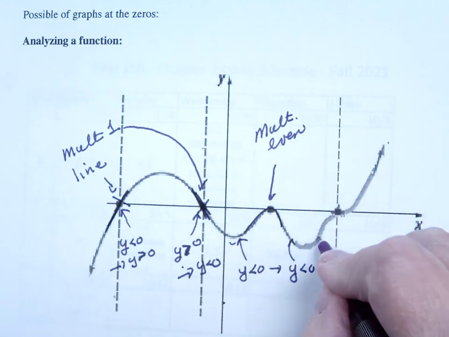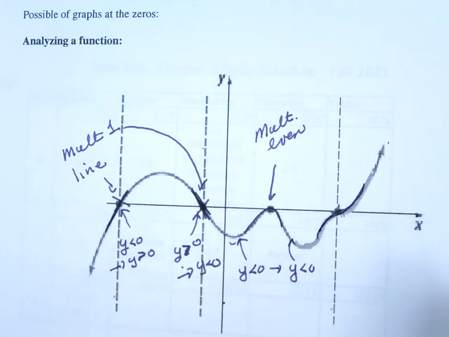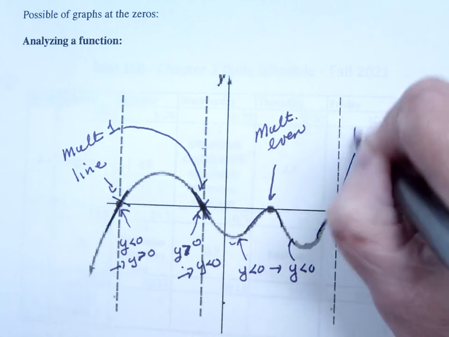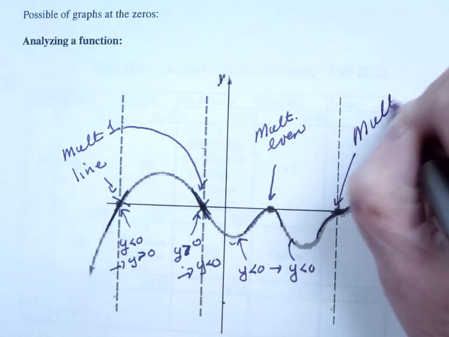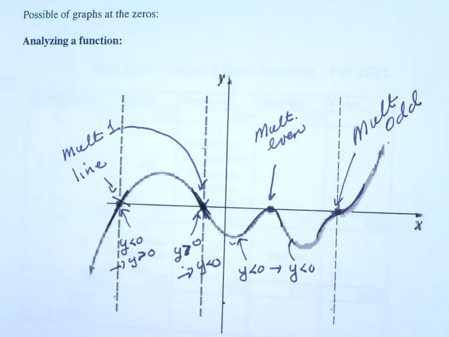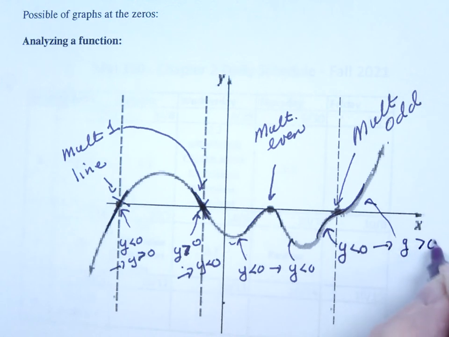And then we notice this S-curve. And the S-curve is multiplicity odd. And then we notice that y is negative, and it moved to y positive. So it changed as you went across.